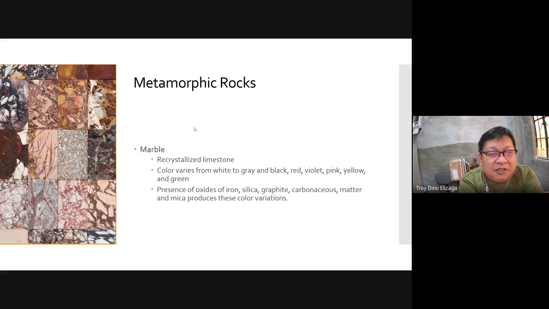So that's a challenge. All these colors are due to the presence of minerals, say oxides of iron, silica, graphite, carbonaceous matter, mica. If you have a reddish mineral mixed with the marble, you'll have the reddish tint or streak or pattern. It's because all of these are mixed up. This is a metamorphic rock, so they're all mixed up and then heated.